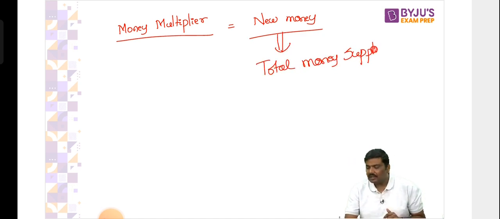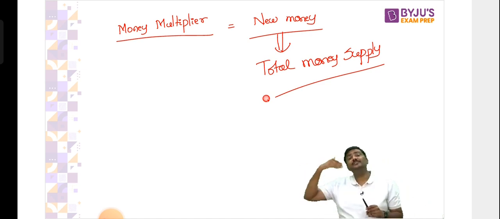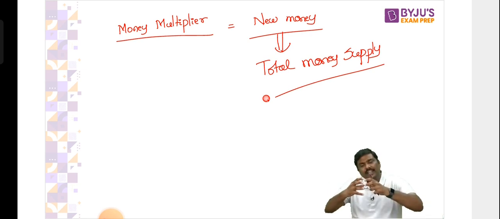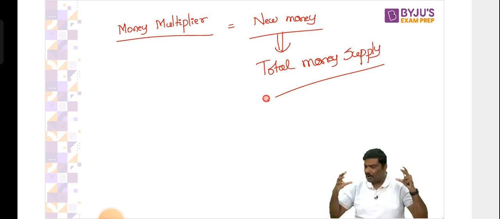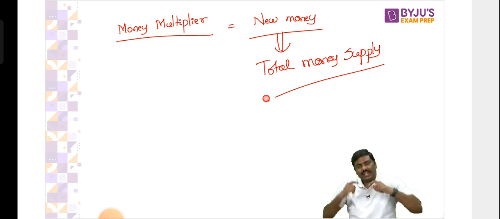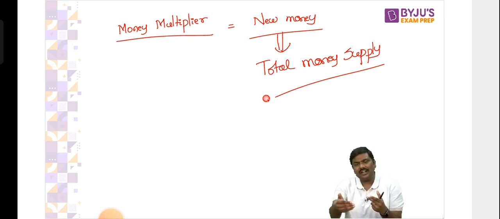What do you mean by money multiplier? If you introduce new money, what do you mean by new money here? This money was not there in circulation, but now it has been introduced. So if you introduce new money, as a result there is an increase in the total money supply. Any problem, let me know. If RBI prints money and supplies it, that will result in increased money supply in the economy. Now, if I introduce 100 rupees, what is the total increase in the money supply? That is called the money multiplier.